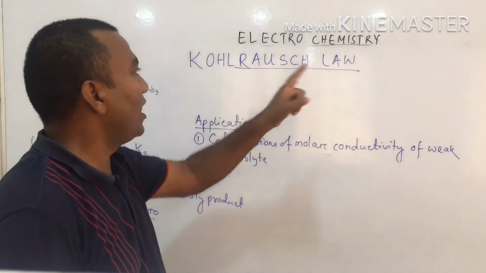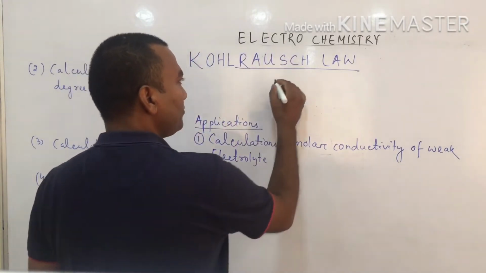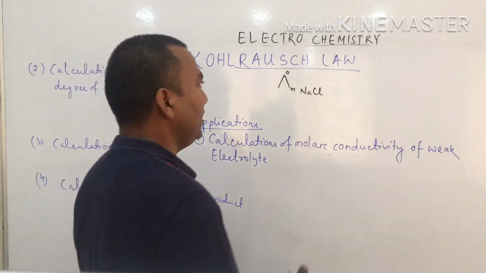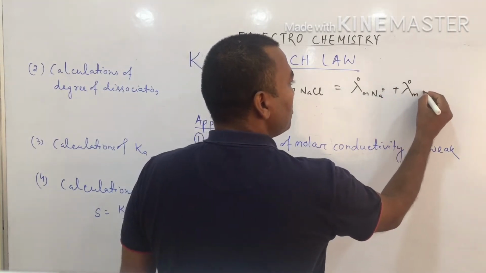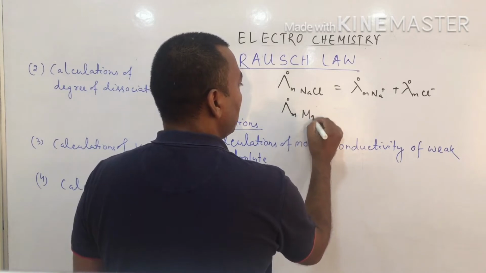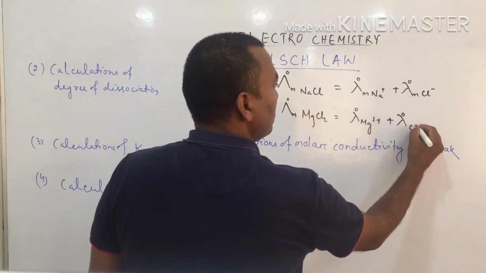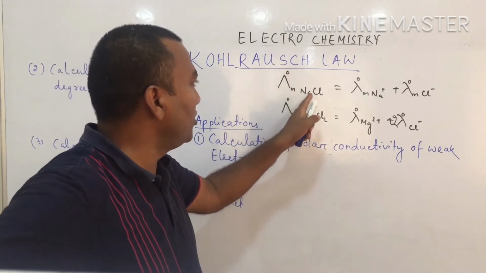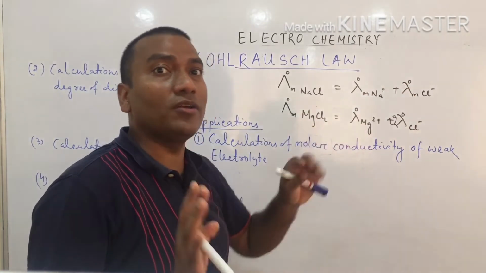So what is Kohlrausch law? First you see one example, then we can predict what the law is. Suppose lambda m naught of NaCl equals lambda m naught of Na plus plus lambda m naught of Cl minus. Similarly, suppose lambda m naught of magnesium chloride MgCl2 equals lambda m naught of Mg2 plus plus lambda m naught of Cl minus. How many chloride? 2, so into 2. So the limiting molar conductivity of an electrolyte equals the sum of the conductivity of cation plus the sum of the conductivity of anion. This is actually called Kohlrausch law.